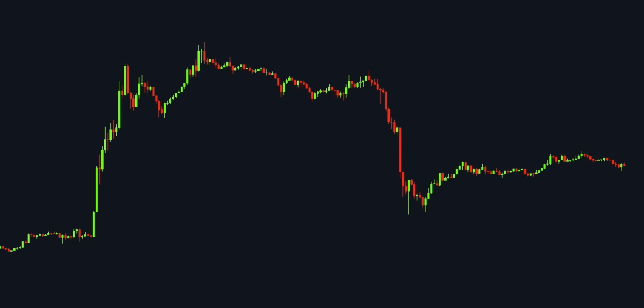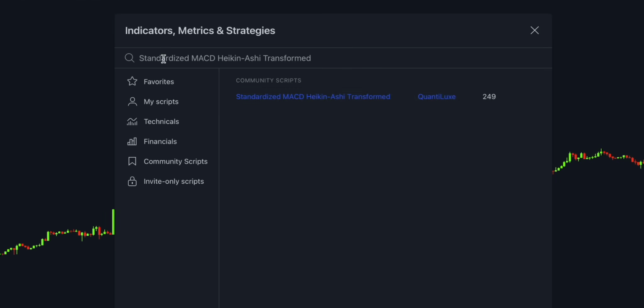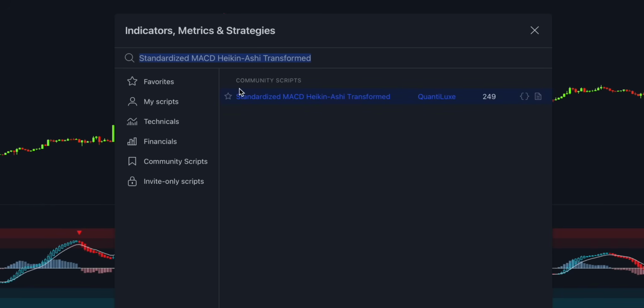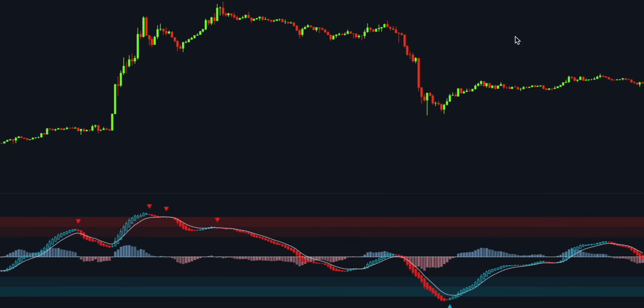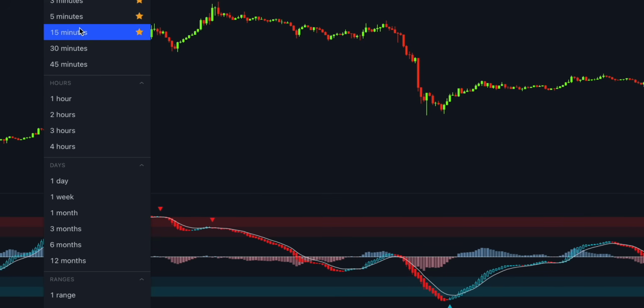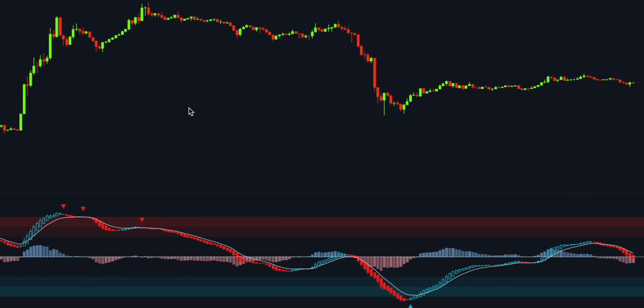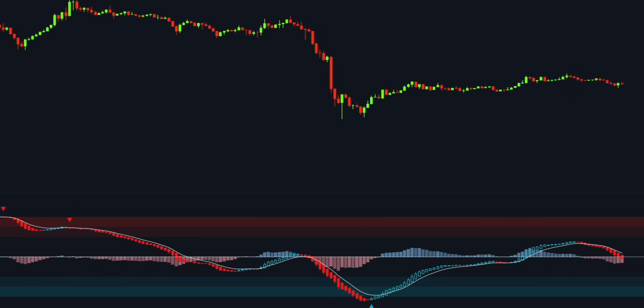To install the indicator on the price chart, simply click on the Indicators tab and search for Standardized MACD Heiken Ashi, transformed by QuantiLux. This indicator works best on shorter time frames such as 5, 15, and 30 minutes. Currently, we're looking at the Ethereum price chart on the 15 minutes time frame. So how can we use this tool to analyze price action?